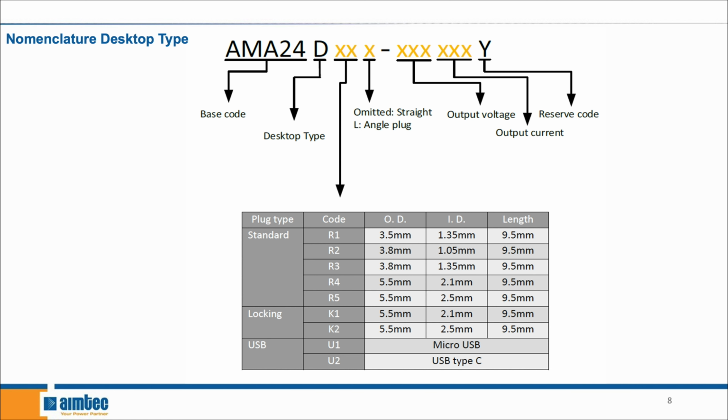So from R1 to R5, those are pretty standard plug types, and the only difference are the OD and ID, or outer diameter and inner diameter, of those output plugs.